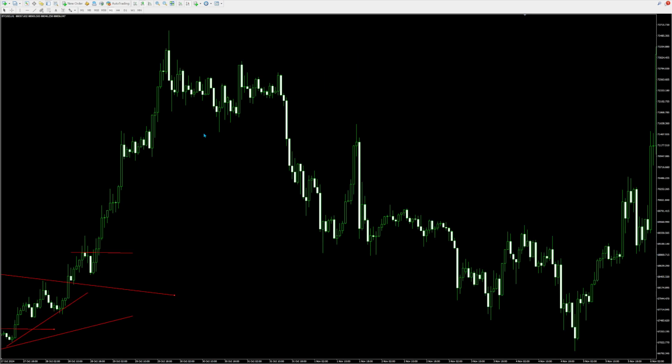So how would we do that? Well, first of all, we know that's a strong resistance level. We've had this big move up and price is rejecting. So the market is making lower highs.